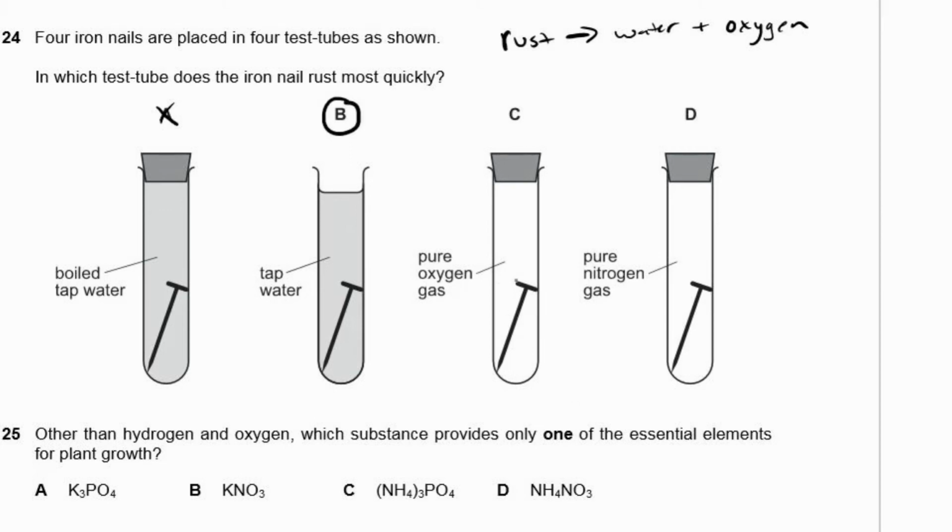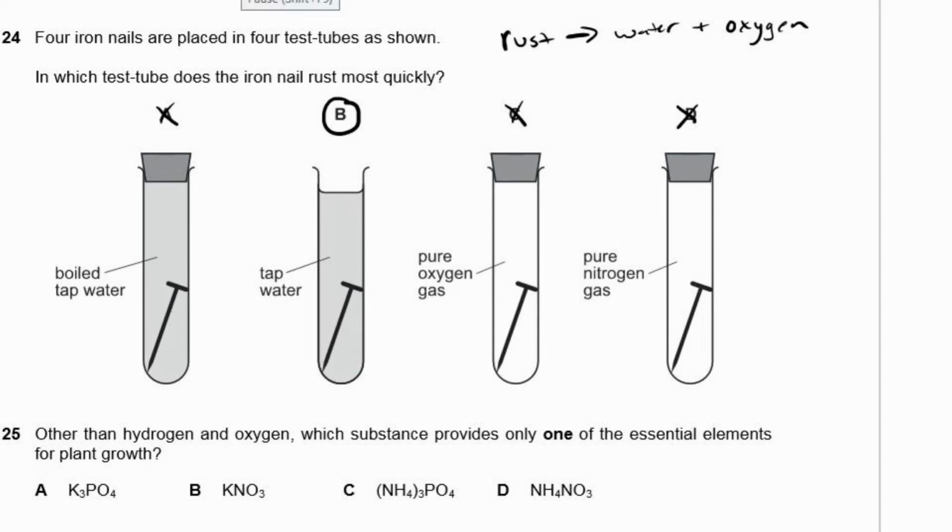Pure oxygen gas, well, oxygen is necessary for rust, but it has a lid on it, so you're not going to get lots of water in. It's not C. Pure nitrogen gas with a lid on it doesn't have oxygen, and it's nitrogen, and there's no water. It's absolutely not D. That's going to be the least likely to rust out of all of them.